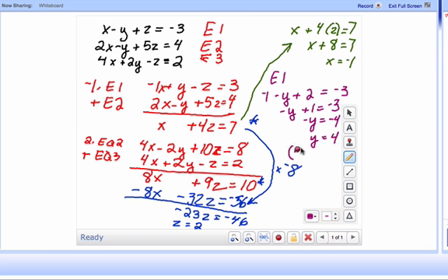So your solution is negative 1, 4, and 2. Okay, so this is where these 3 planes intersect at this one point. This is your solution.